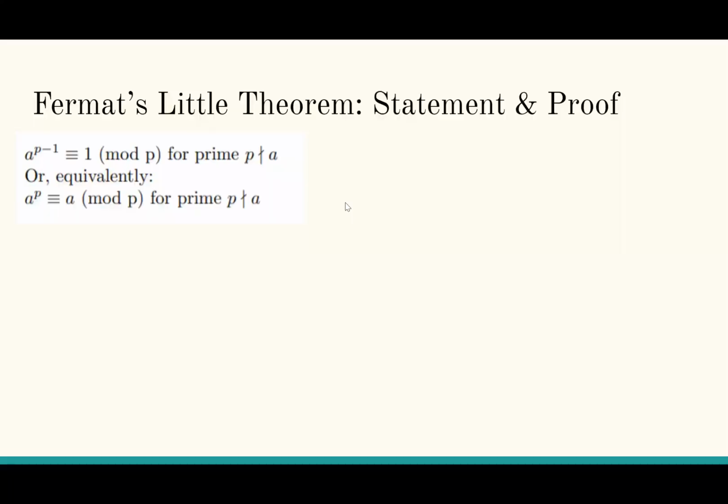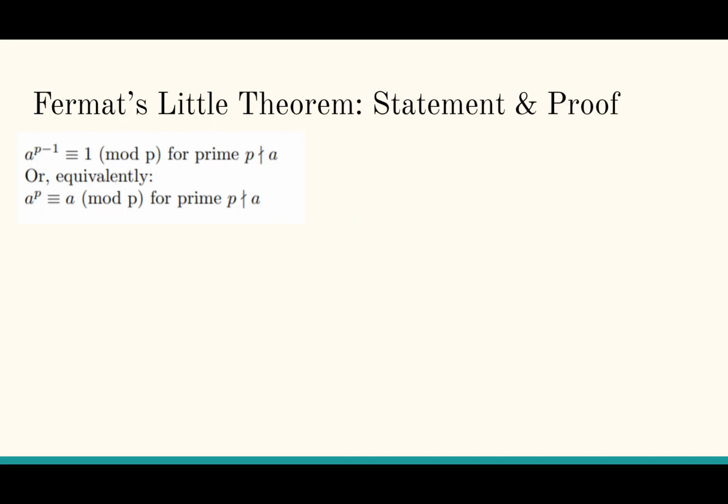So first let's talk about Fermat's little theorem, which we will state and then do a quick proof of. So the statement is as follows. p is a positive integer prime, and a is a positive integer such that a is not a multiple of p, or similarly, p does not divide a.